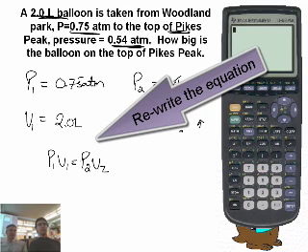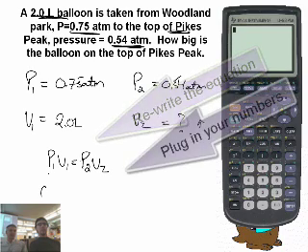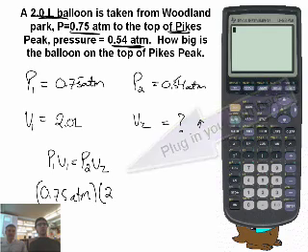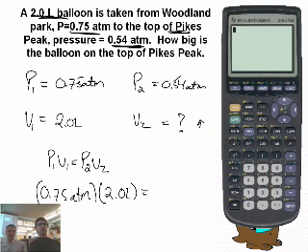P1 is, we're just going to plug in our numbers. Plug and chug. 0.75 atmospheres times 2 liters is equal to 0.54 atmospheres times V2. And we're going to solve for V2.